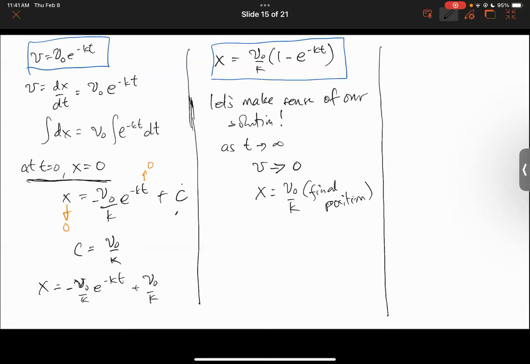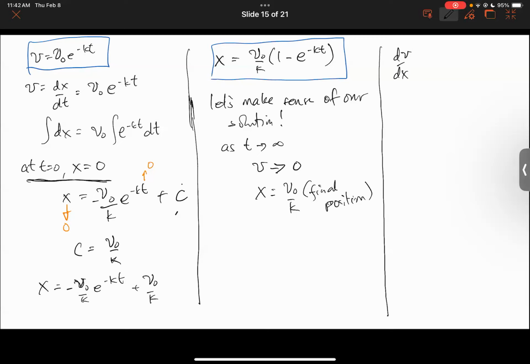Pwede rin nating i-relate yung x sa v, yung velocity dun sa position, sa displacement. Okay, so anong pwede nating gawin? Anong approach natin diyan? What we can do is if we want to relate v and x, we can maybe write dv over dx. Yung relationship na yan automatically tells us na hinahanap natin yung relationship between v and x.